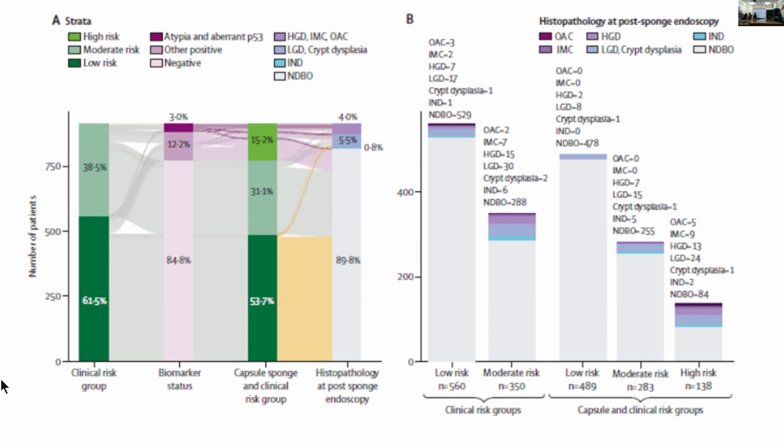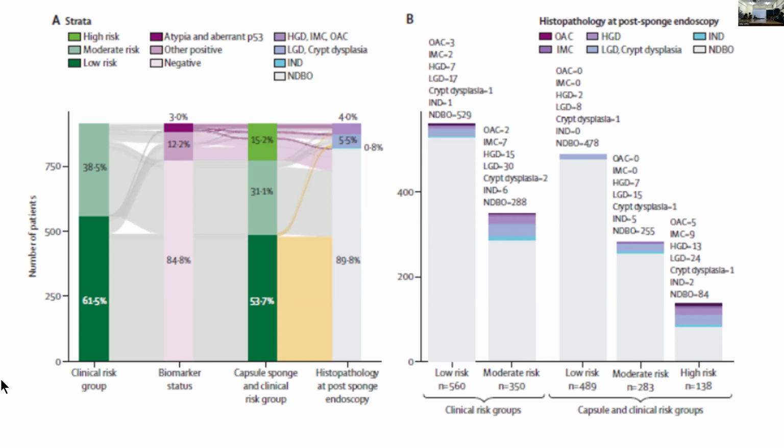So out of the low risk group, a few patients ended up having high-grade dysplasia and crypt dysplasia, whereas in the high risk group, 64% of patients had no dysplasia at the follow-up endoscopy. Now they have given us, in the second bar graph, the individual breakdown of patients in the low risk group. In the first column, out of 560 patients who were classified as low risk based on the clinical characteristics alone, we had 3 patients with esophageal adenocarcinoma, 2 patients with intramucosal carcinoma, and about 7 patients with high grade, 17% with low grade.